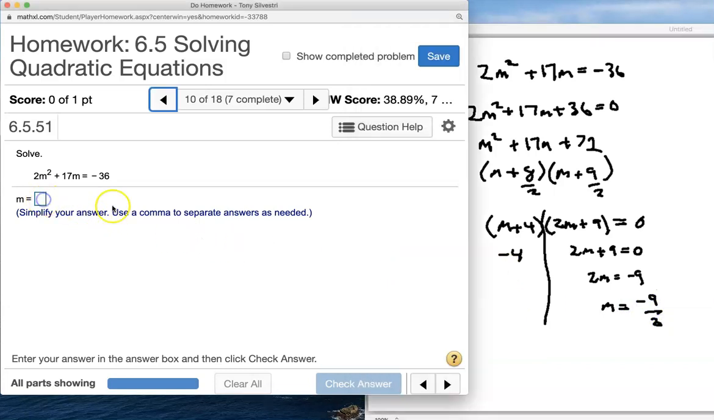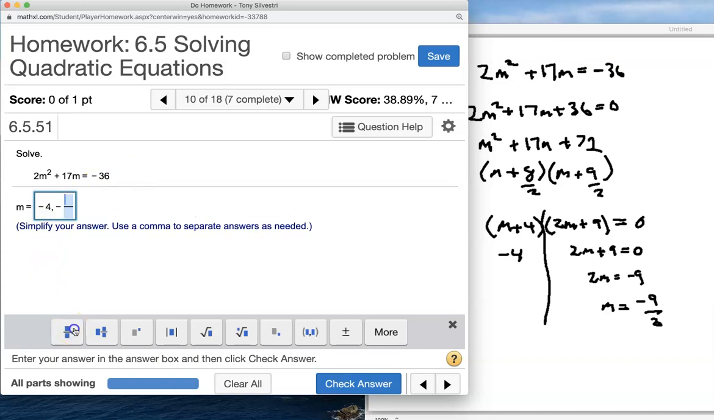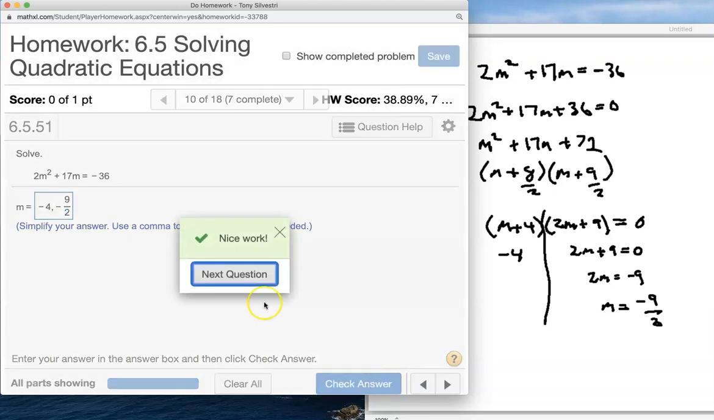Okay, let's see if that's right. Let's put a minus 4 in there. Oh, I touched the mouse. Minus 4, comma, negative 9 halves. I also could have put a negative 9 up top. It doesn't matter, as long as you put a negative someplace. Check your answer. Thank goodness.